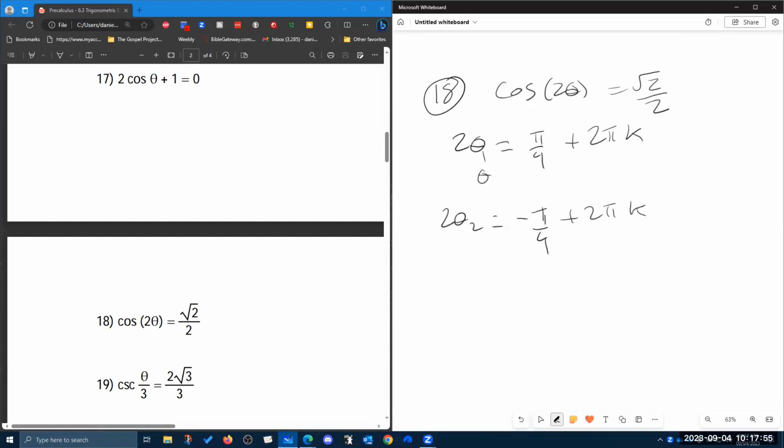So now this group here is going to be pi/8 plus pi k, and this group here is going to be -pi/8 plus pi k, and that will generate all of my answers. I'm going to have two sets of answers here. And they're just going to happen twice as often as I would have expected because of this multiplier of 2 here. So my period is only pi instead of 2pi.